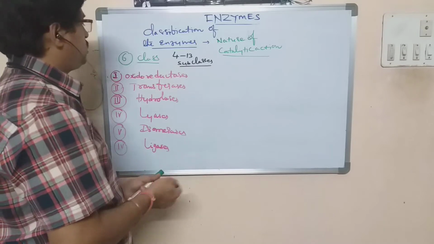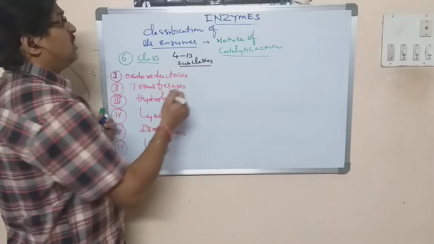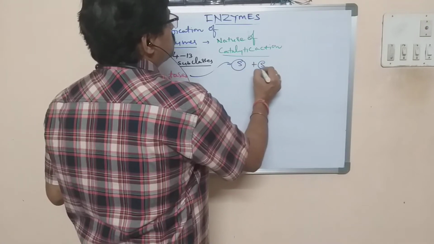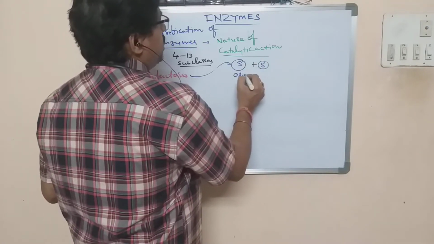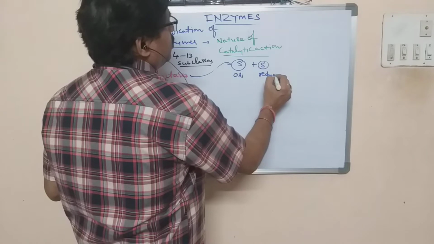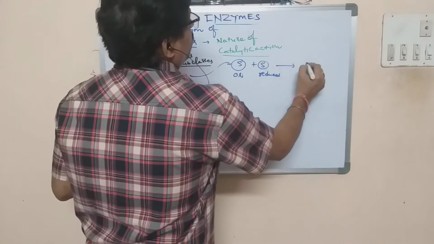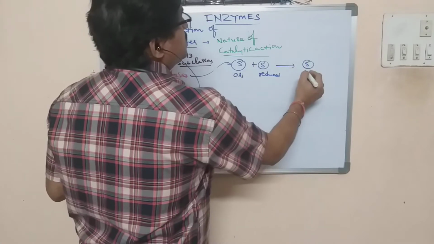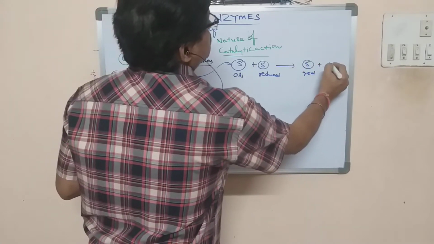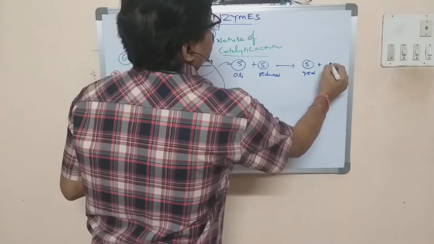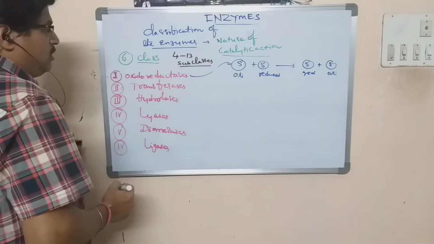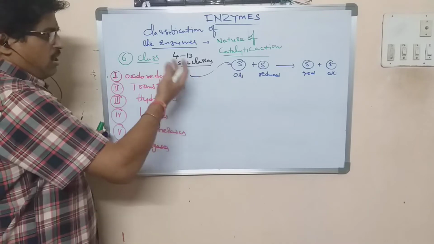Let us take the first one, oxidoreductases. In the case of oxidoreductases, one substrate molecule is oxidized and another is reduced. The product you get here has lost something through oxidation, while the other one, which was reduced, is converted into the oxidized form. Like this, we see either oxidation or reduction.